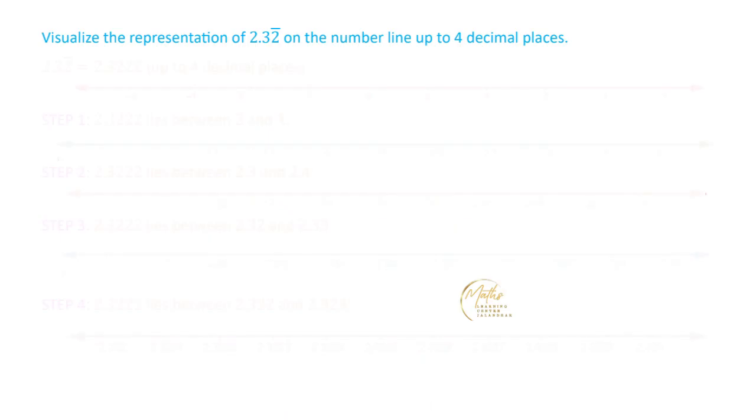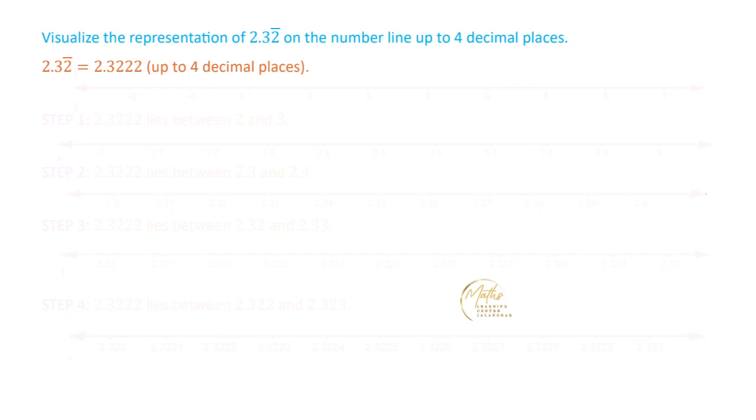Similarly, the next number given to us is 2.32 bar, and we have to represent it on the number line up to 4 decimal places. So we can write it as 2.32 bar. It is 2.3222 because we have to write it up to 4 decimal places, so we have deleted all the terms after that. Basically, this is the decimal representation we are talking about. It is a non-terminating and repeating decimal, and that is why it is a rational number.